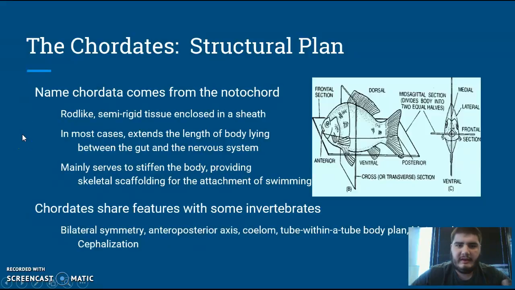The structural plan. The name Chordata comes from the name notochord. We have rod-like rigid tissue enclosed within a sheath. In most cases, it extends the length of the body line between the gut and the nervous system, and mainly serves to stiffen the body, providing skeletal scaffolding for the attachment of muscles for swimming. It's more for fish and us, I guess, if we swim. Chordates share features with some invertebrates: bilateral symmetry, anterior-posterior axis, tube within a tube body plan, metamerism, and cephalization.